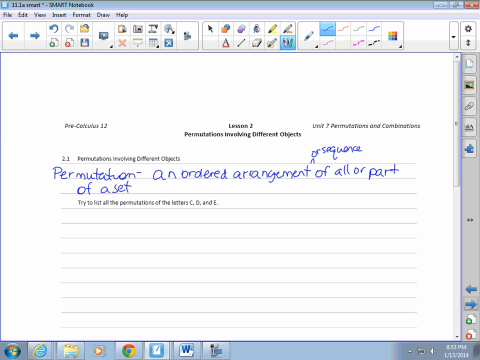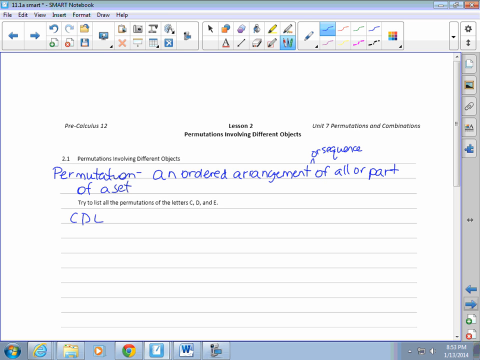Okay, so it's how can you arrange something? What are the possible ways you can arrange something, either of a sequence of numbers or letters or of a set of something? So the first one says, try to list all the permutations of the letters C, D, E.